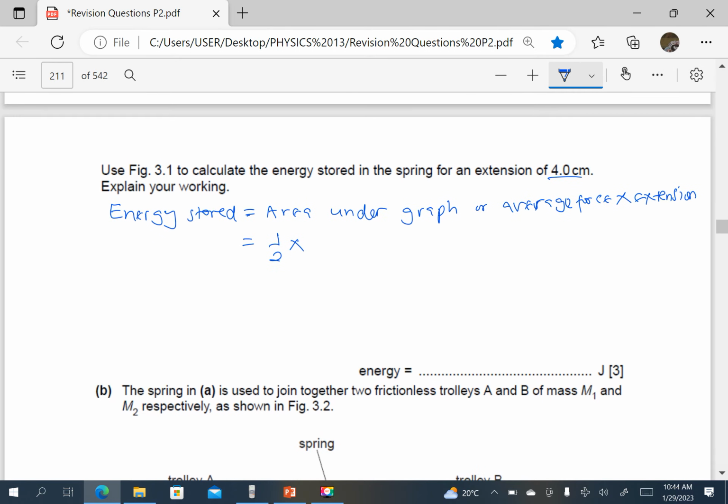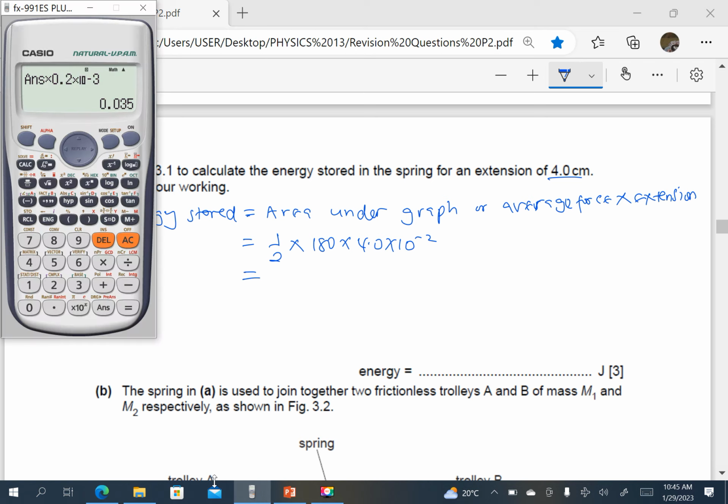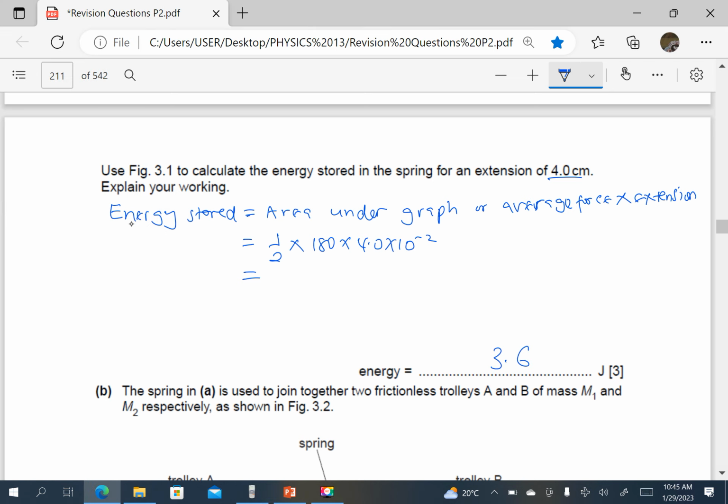So this is going to be a half times 180 as the base times, the other one can be 4.0 times 10 power negative 2. One of them can be the base, another one can be the height. So we now press our calculator here to see the energy stored. Half is 0.5 times 180 times 4 exponent negative 2, which is 3.6. That is 3.6 joules.